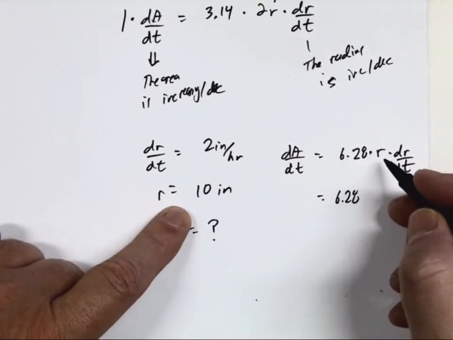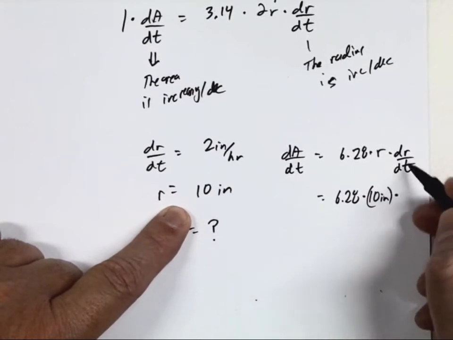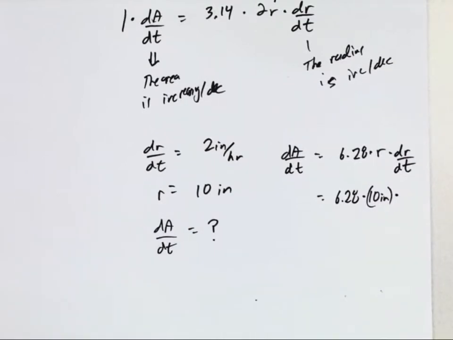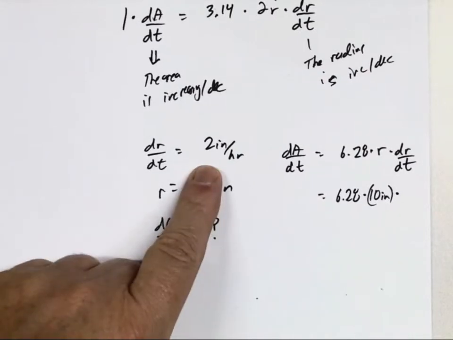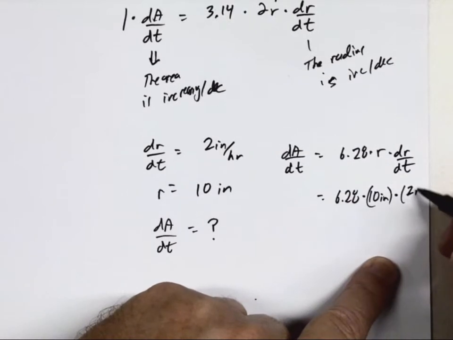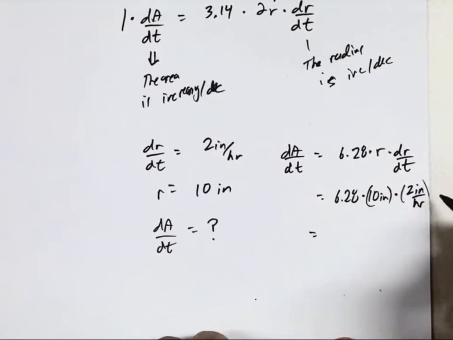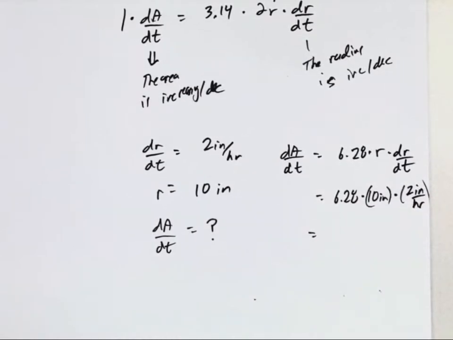So I'm trying to figure out dA/dt. 6.28 times r. I'm saying r is 10 inches. Times dr/dt, which says what's the rate that the radius is changing. And it's growing, so it's a positive number, 2 inches per hour. So if I multiply this out, that's going to equal the rate that the area is changing. So 6.28 times 10 times 2.